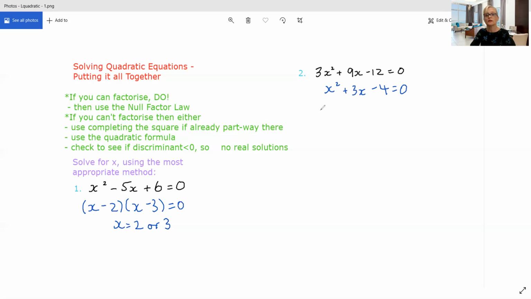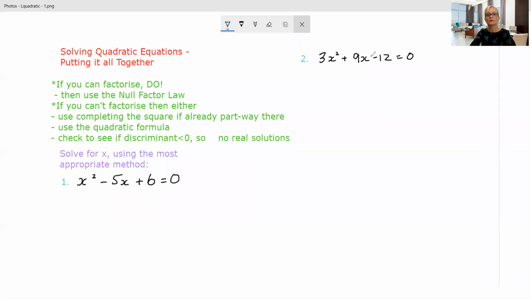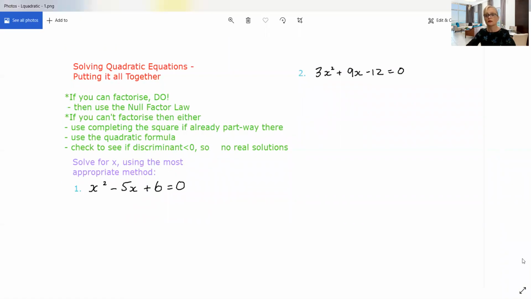Once you've done that, this one's actually quite a nice easy one as well. If you have x plus 4, x minus 1, that fits the bill of multiplying to give negative 4 and adding to give 3. So x is either negative 4 or positive 1. So that one's quite a nice one as well, which is kind of handy. Let's go through and try a few more.